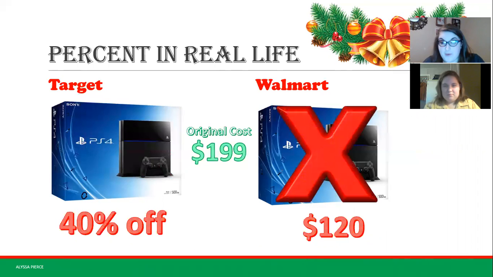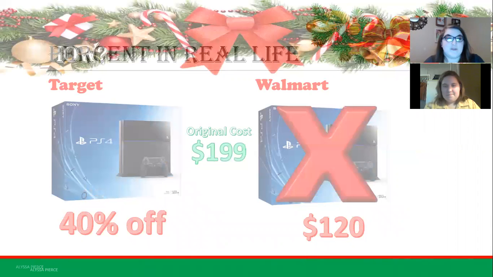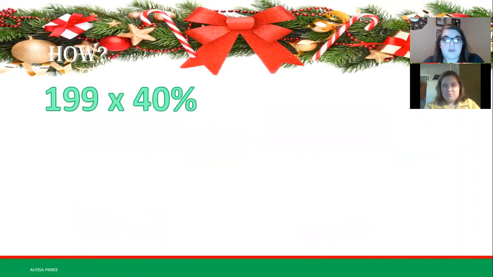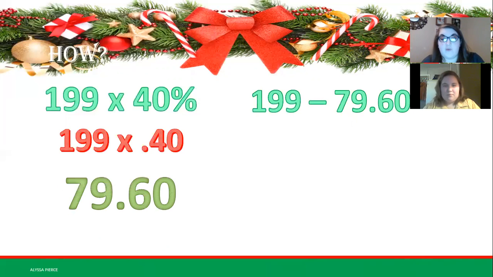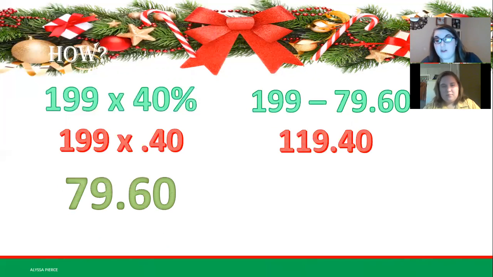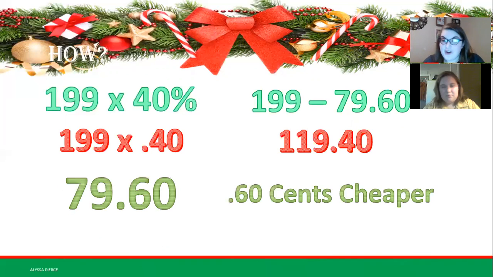It was not Walmart. Now you're asking why. Let's look. First you're going to take the base cost, the original, which was $199, and multiply that by 40% because that was Target's sale. So that's $199 times 0.40, and that gives you $79.60. Now don't get excited. That's not what you're paying. That's your discount. So you subtract $79.60 from $199, and that's going to give you $119.40. And guess what? Target is 60 cents cheaper than Walmart. So hey, if you want a good bargain, head to Target.